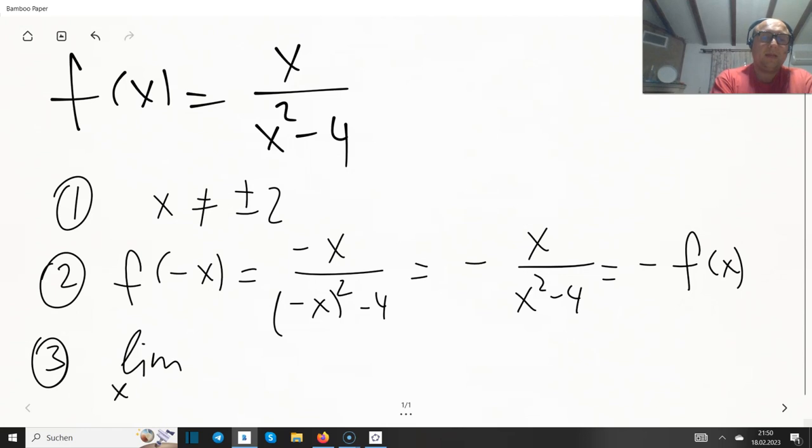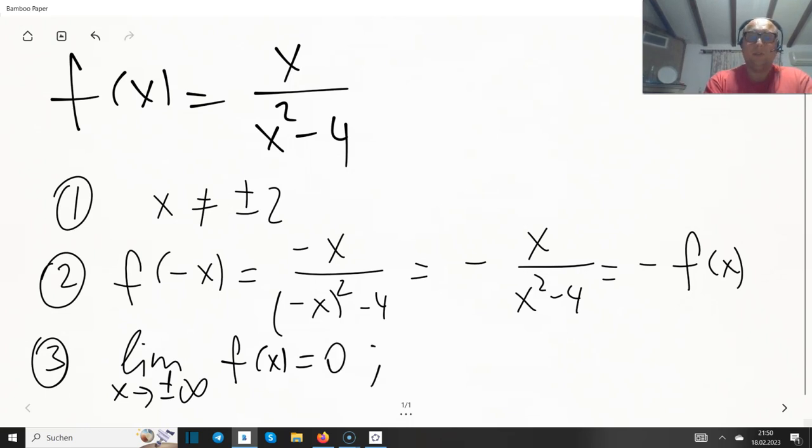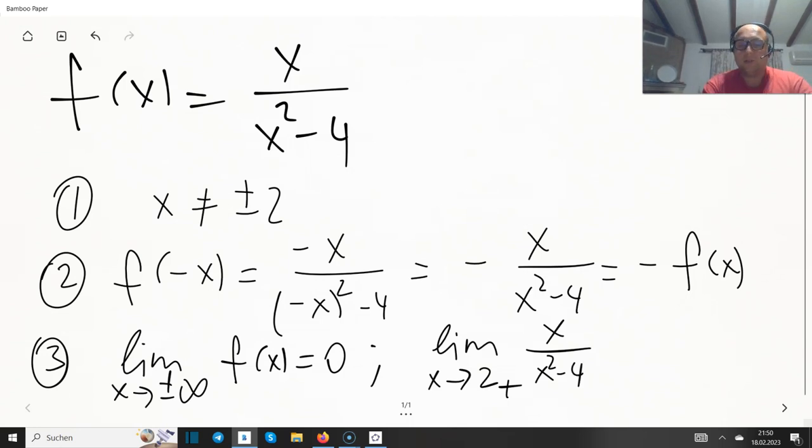3. Limit x towards plus minus infinity. Obviously, in both cases, we are going to get 0 because the denominator is developing way stronger. What about limit x towards 2 from the right hand side of x divided over x squared minus 4?